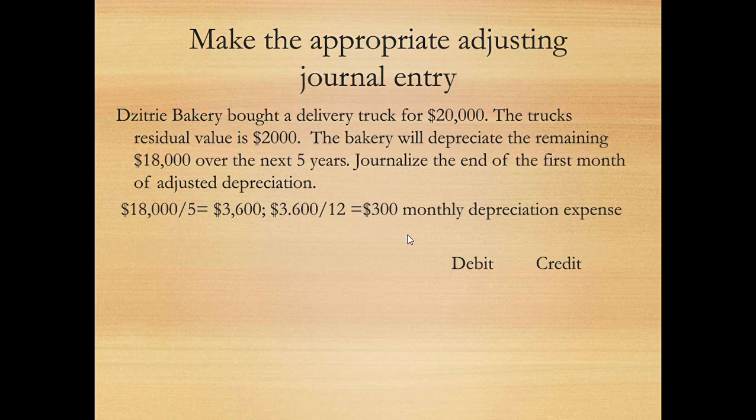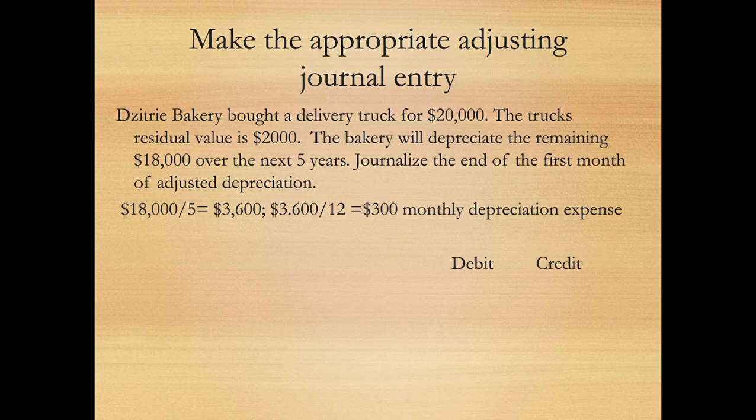So we would debit depreciation expense. Do you remember what you credit on the other end of depreciation? It's that contra revenue, I'm sorry, a contra asset account, accumulated depreciation. So in the adjusting entry for depreciation, you always debit depreciation expense and credit accumulated depreciation.